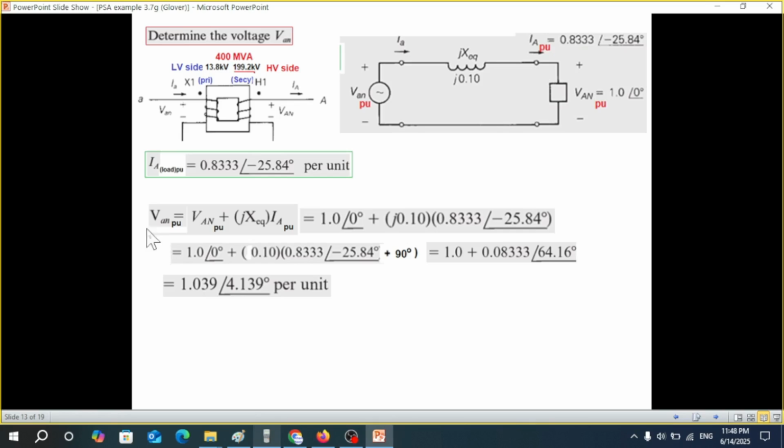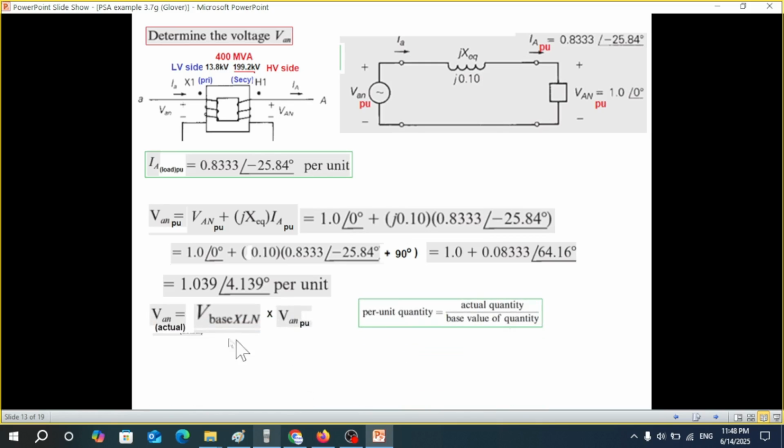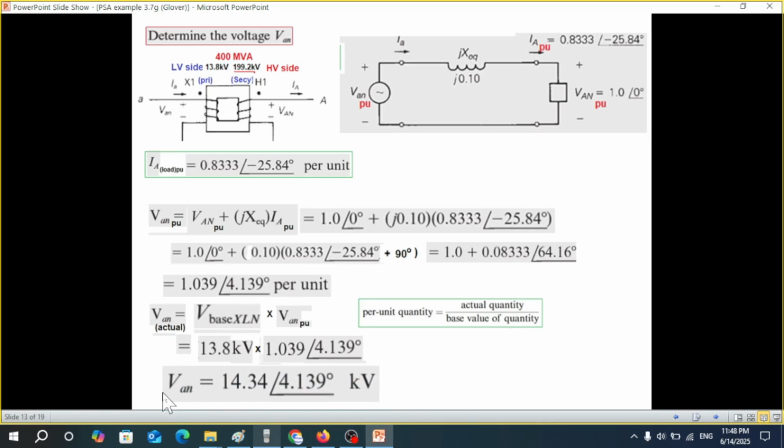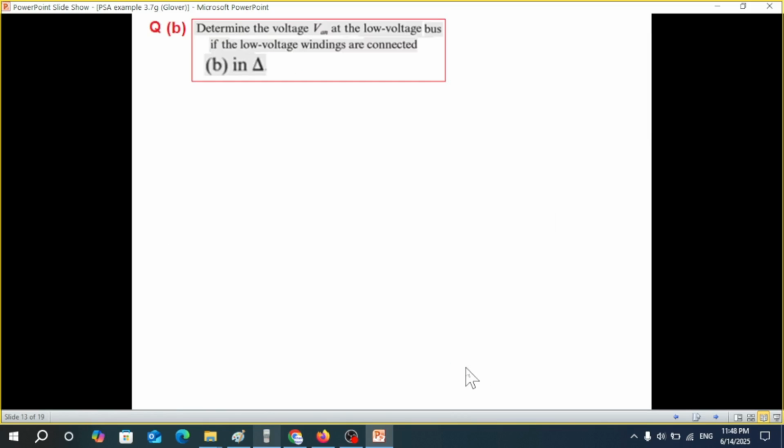Okay, so we have got VAN in PU. Now we have to find its actual value, VAN actual. So for actual, we have to multiply by base. And the X side base is taken as the low side, this voltage 13.8. So we'll use that as base multiplied by PU. So this is our answer, 14.34, angle 4.139 kV. So this is the first part.